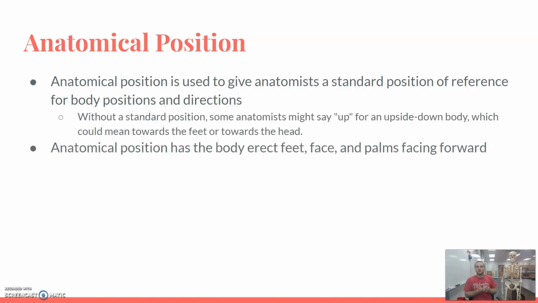So anatomical position has the body erect, standing up, with the feet, face, and palms all facing forward. As you can see here on Bartholomew, he is standing upright, he is erect, his face is looking forward, his feet, you can't see, they're cut off by the video, are facing forward, and then his palms on the inside here would be facing forward as well.